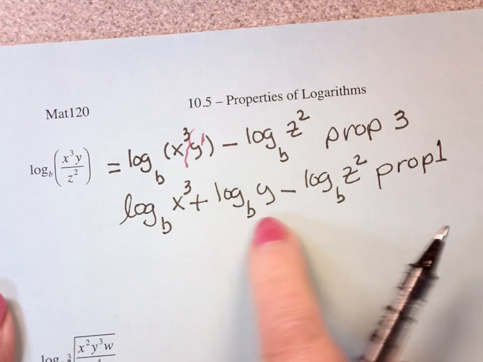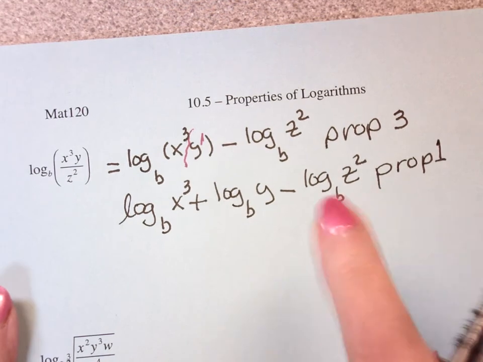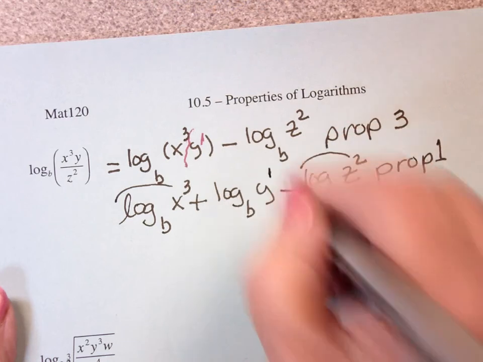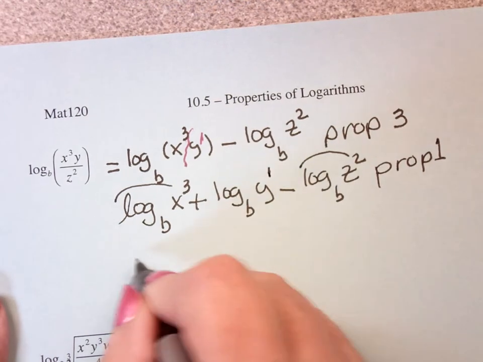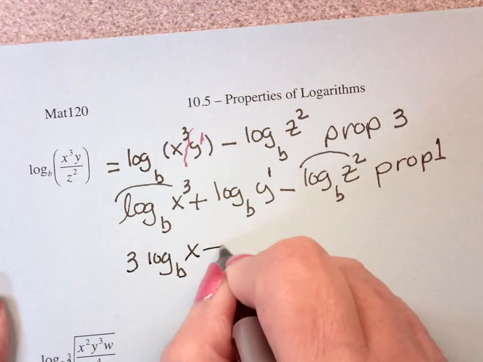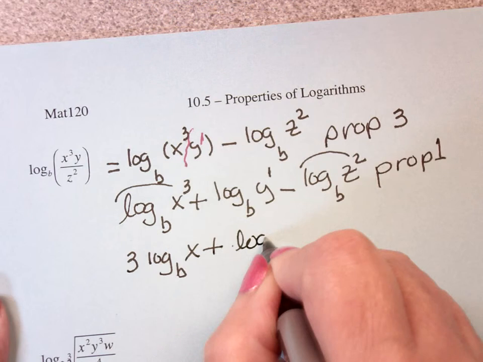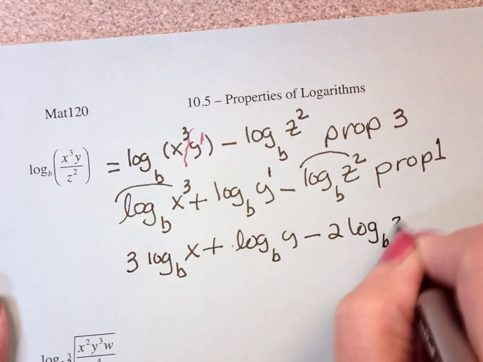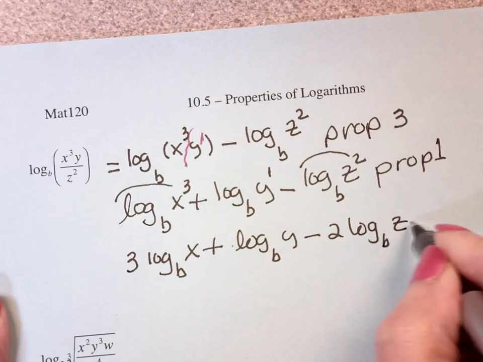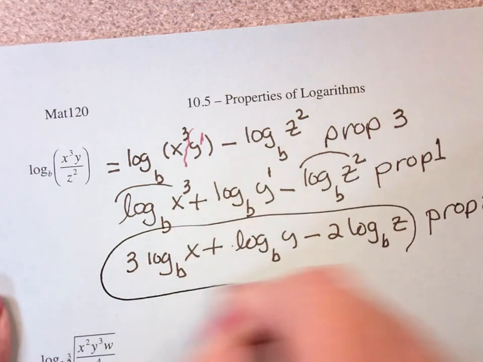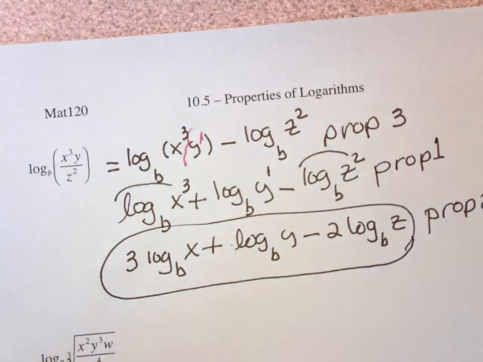Now I've got single factors, which is what you're looking for, and I'm going to use property 3 to bring all the exponents down. His exponent is 1, so I don't have to worry about him. So this becomes 3 log base b of x plus log base b of y minus 2 log base b of z, and all the exponents are now 1, and this is property 2, and then that's my final answer.